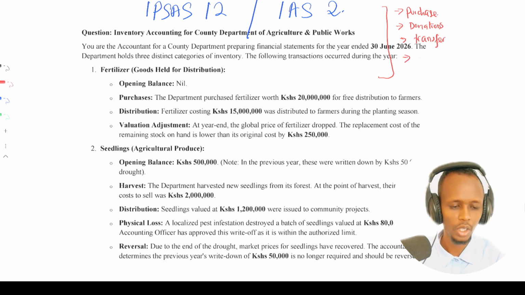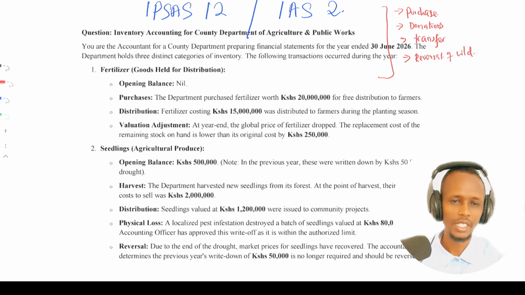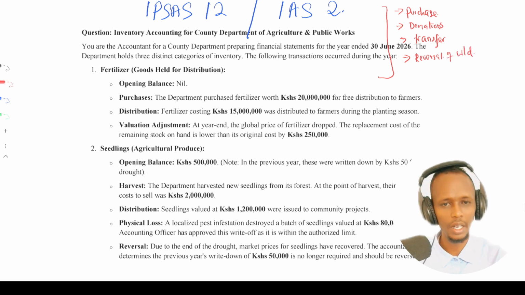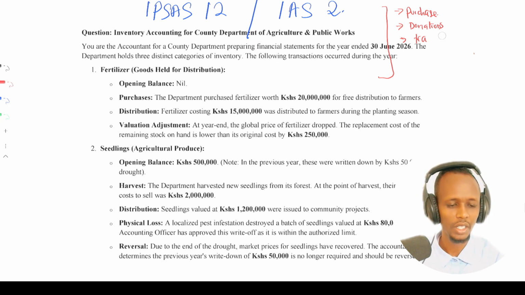4, you can also add inventory through reversal of write down. This can only increase inventory value. It won't change the number of units that are available, but it will change the value. So these are some of the ways you can increase your inventory value.